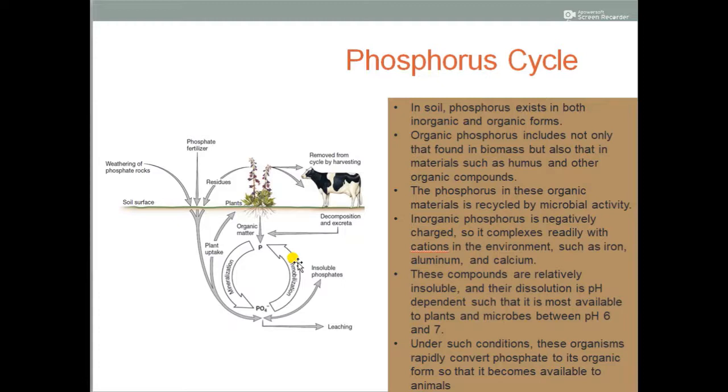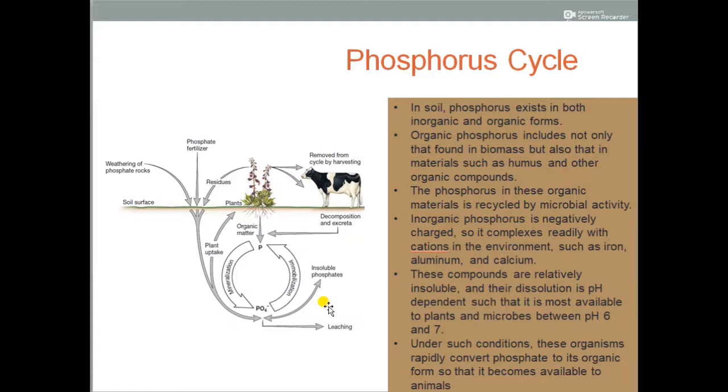Whereas the inorganic phosphorus is negatively charged, and it is complexed with the various cations in the environment, such as iron, aluminium, as well as calcium, and sometimes it might remain insoluble, and sometimes it might also be immobilized or fixed in the earth's crust. And when these inorganic phosphates are fixed, they will be relatively insoluble, and they can be dissolved only at a pH around 6 to 7.